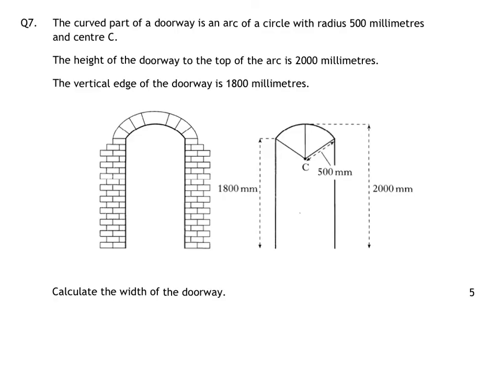Okay, question 7. It's not an obvious one, but it's a tunnel tanker question. So we've got a doorway, and all this information's here. We know the radius is 500. We know that to the start of the arch is 1800 and right to the top of the arch is 2000. So I'm just going to draw a better diagram for this one.